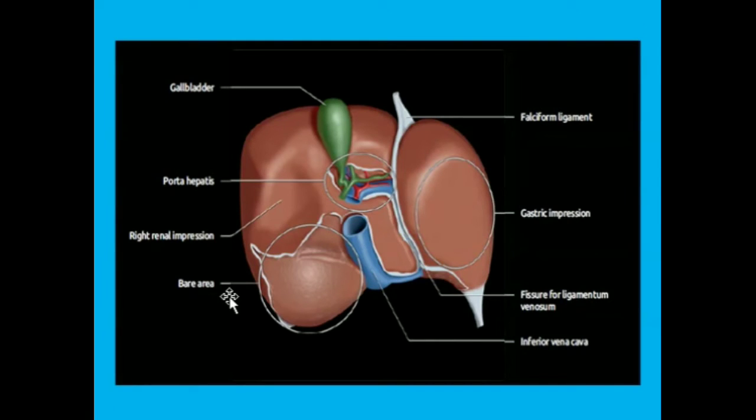This image shows the liver inverted. The structures in the porta hepatis include the portal vein. This is the portal vein, the hepatic artery, which is shown as red, and the bile duct, that is here.